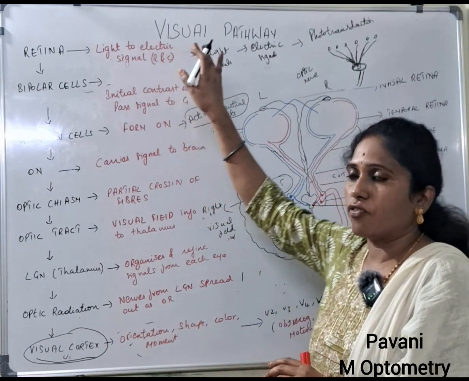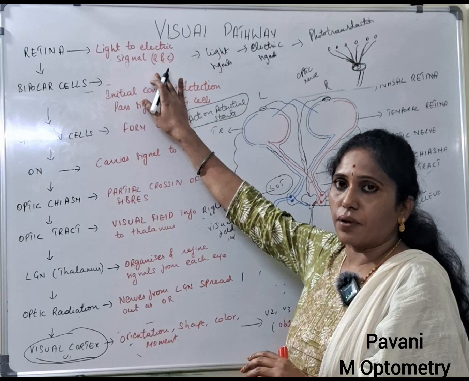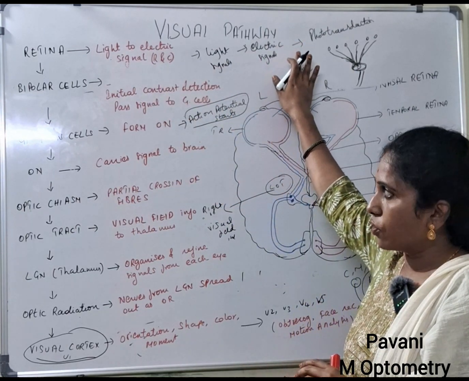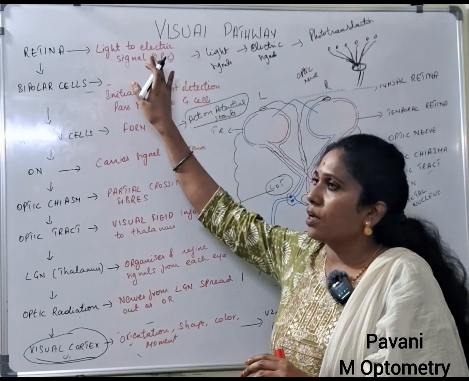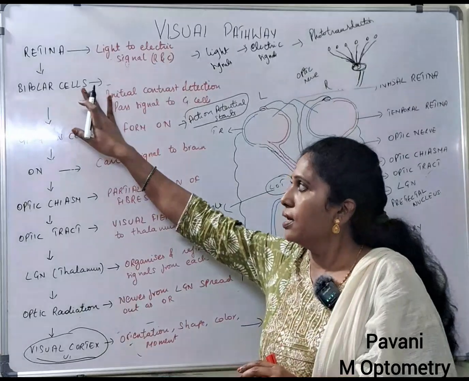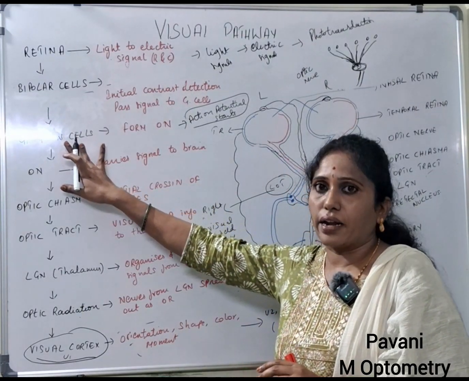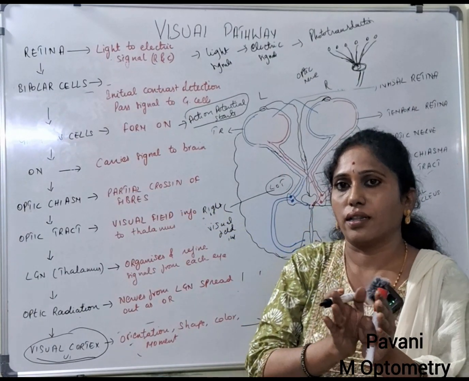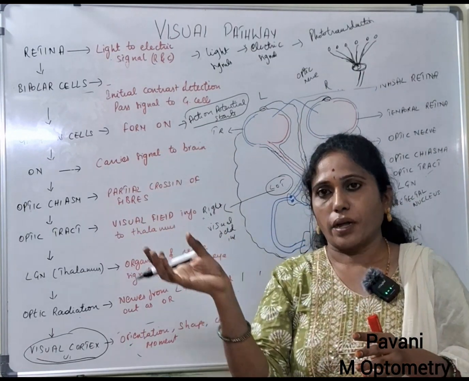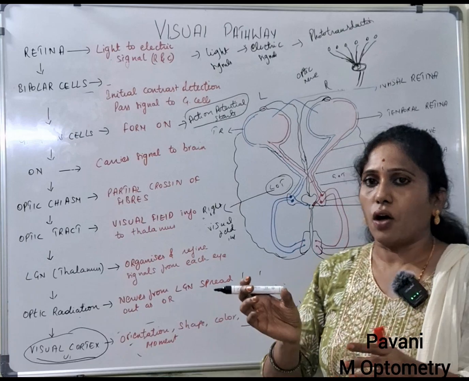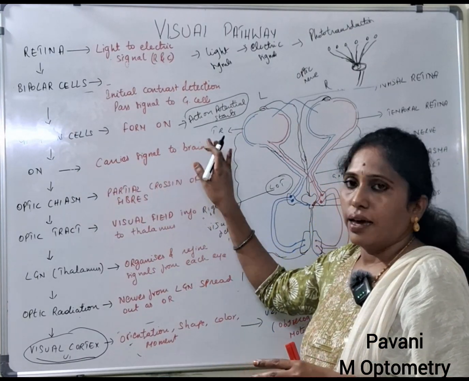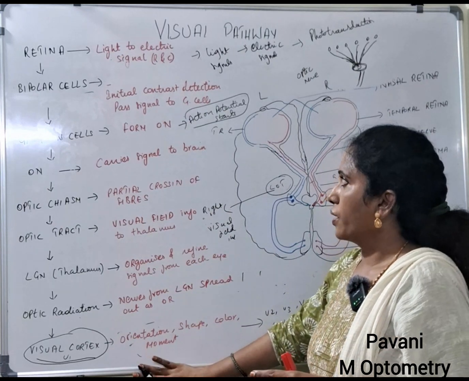Coming to the summary, first the light hits the retina. In the retina, first it falls on the photoreceptors. These photoreceptors will convert the light signals to electrical signals through the process called phototransduction. From there the information will be carried to the ganglion cell through the bipolar cell. The axons of the ganglion cells converge at one point called the optic disc to form the optic nerve. So from the optic disc that bundle comes out as the optic nerve. The main function of the optic nerve is to carry the electrical signal information to the brain.